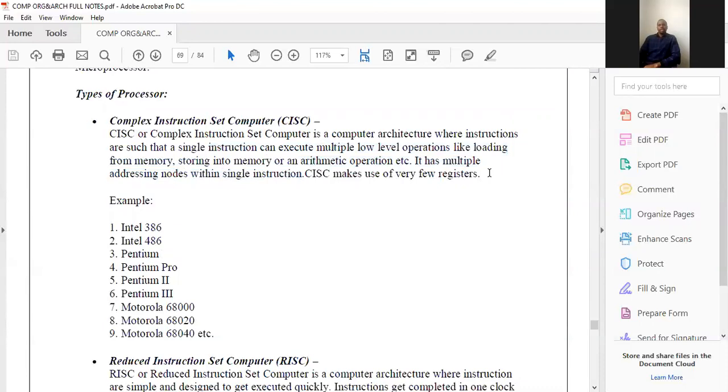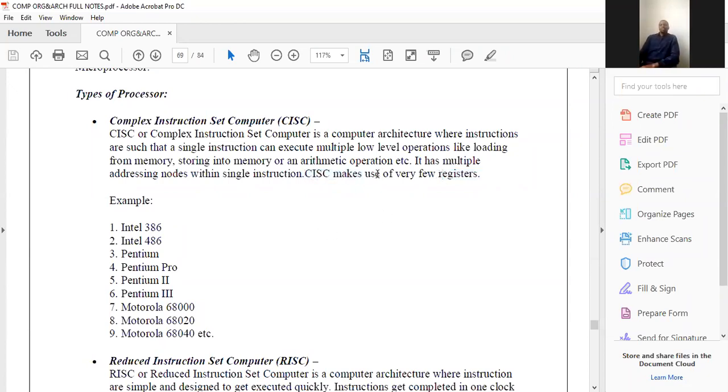So CISC makes use of very few registers because it itself is fast. Okay, so it doesn't have to use a lot of registers. Why? Because no sooner has a program or program threads been loaded to a register than the CPU has already picked it for processing. So it does not need a lot of registers because the few registers can support it, because it's fast. It fetches loads very fast, so it doesn't need a lot of registers to keep for it temporarily.